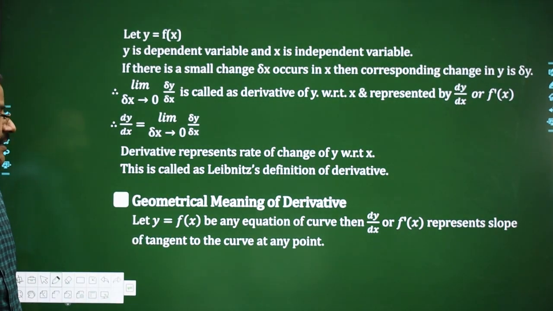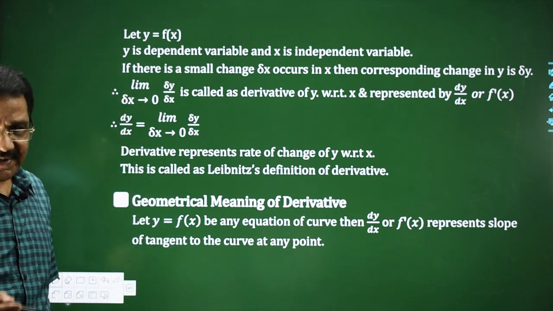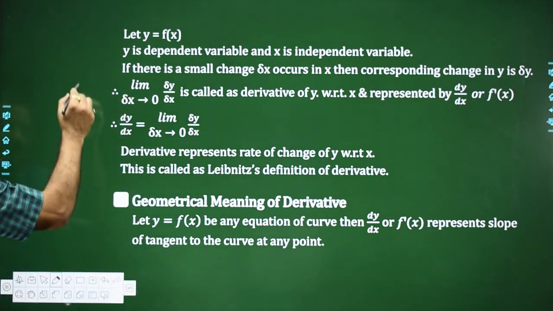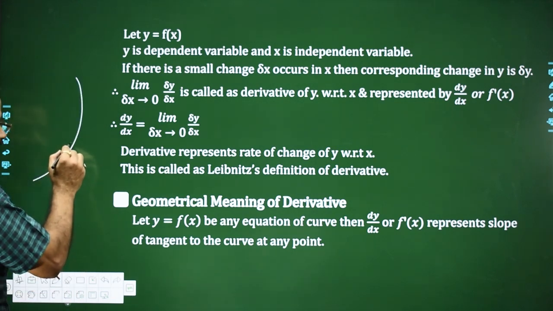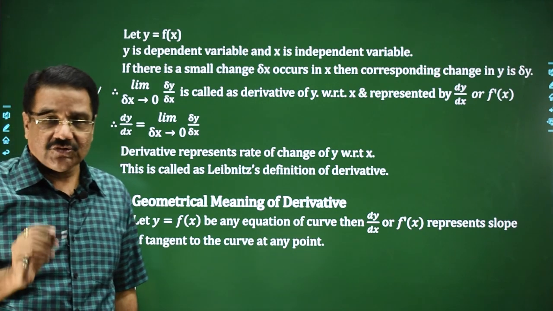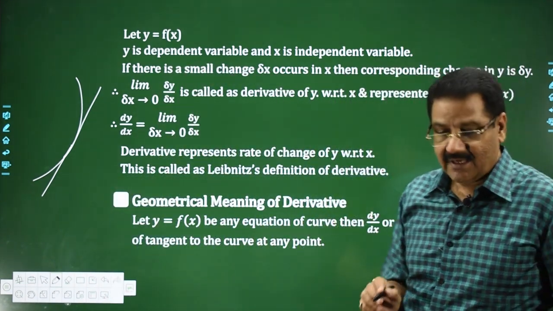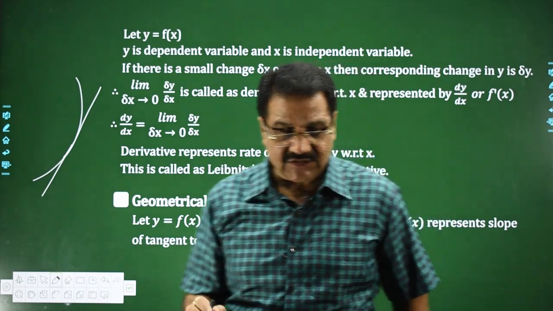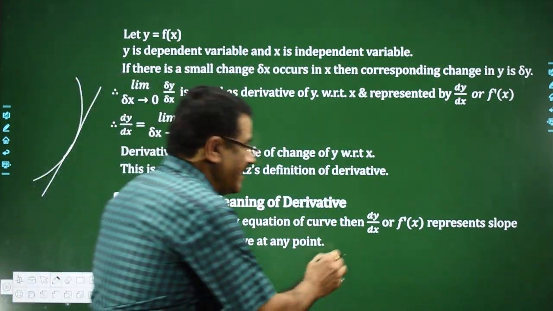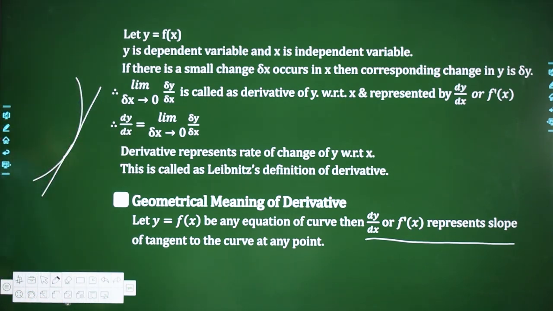Now let us understand the geometrical meaning of a derivative. y equal to f(x) represents a two-dimensional curve. For example, if I draw a curve and if I draw a tangent, here the slope of this tangent is given by dy by dx. So remember that for a relationship y is equal to f(x), the derivative dy by dx or f dash x always represents the slope of the curve, or slope of the curve means what? Slope of the tangent to the curve at that point.